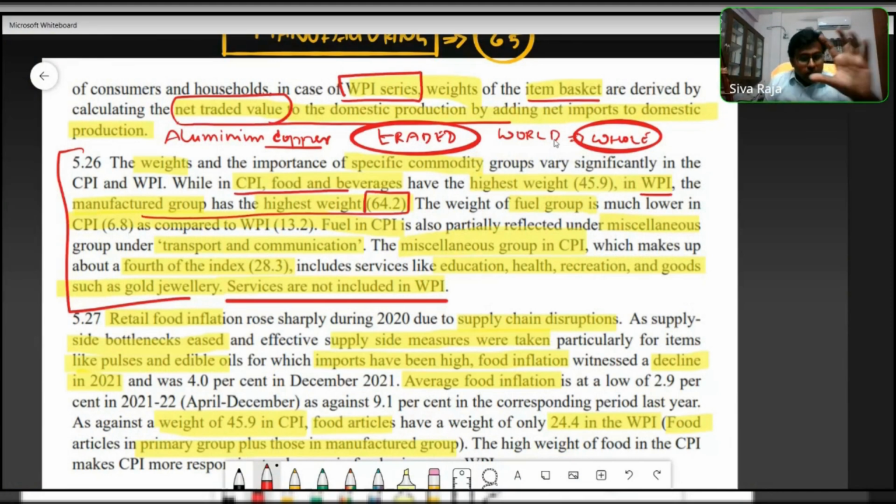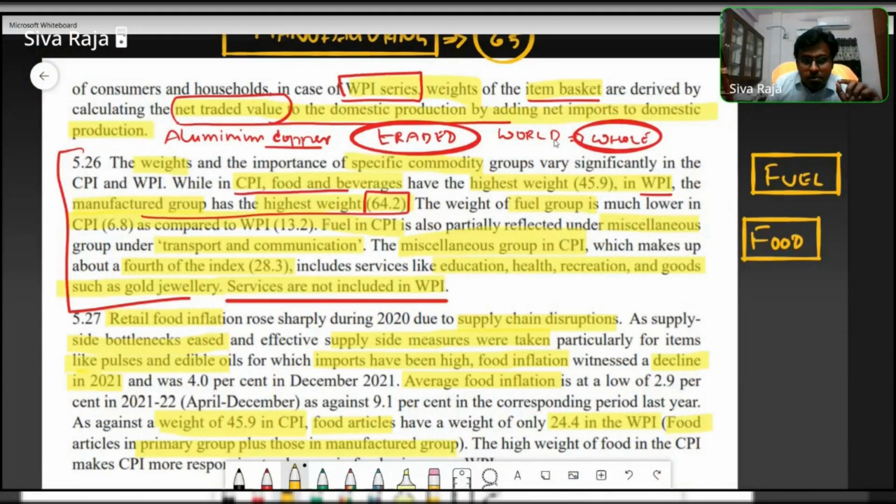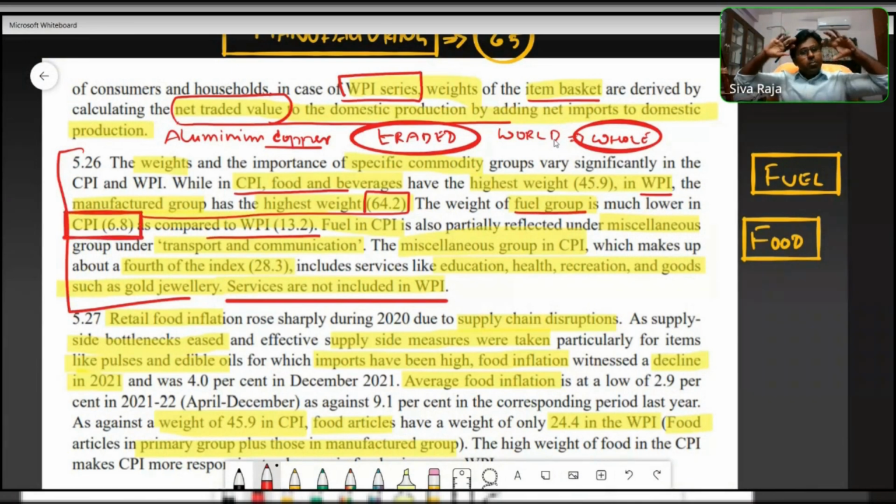It's simple. Next, the fuel group. This is food. But the fuel group has a higher number. For fuel, look at this. WPI is high, CPI is less. Why? Because WPI talks about the whole net traded things, wholesale things, and hence you will have this.